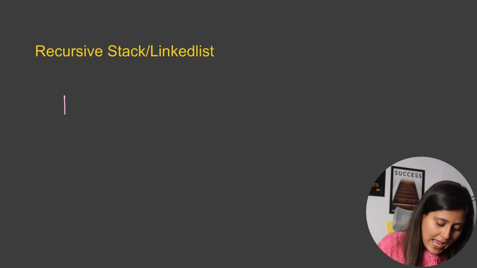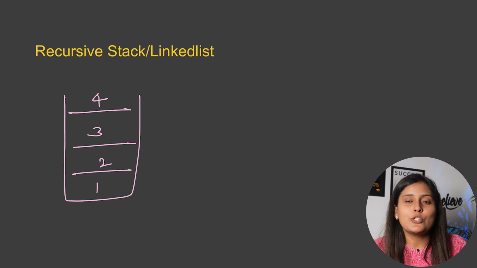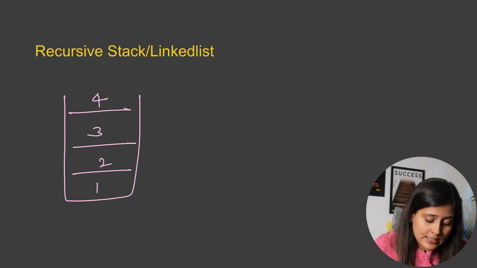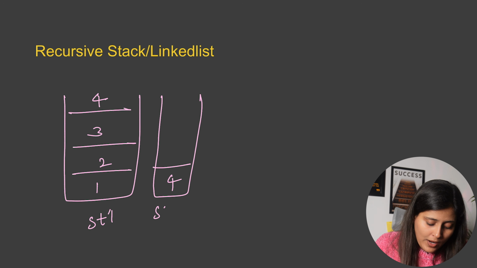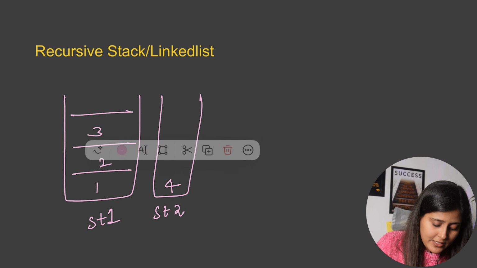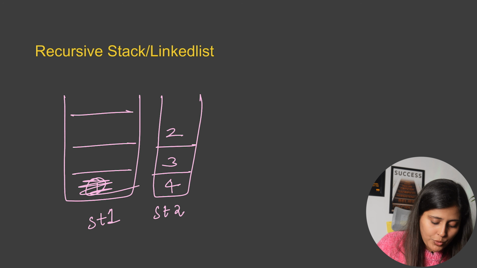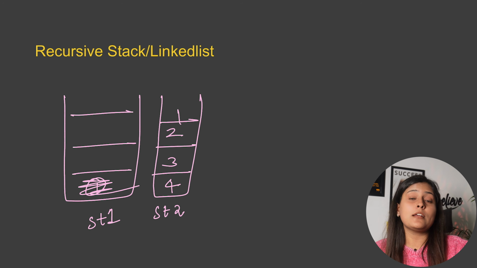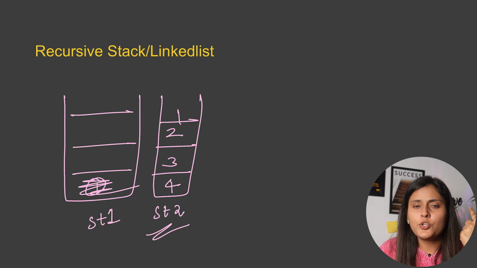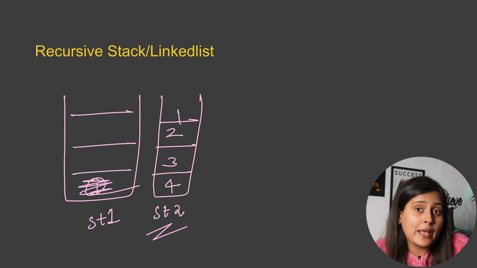Because suppose you have a stack with numbers like 1, 2, 3 and 4 and you have to reverse it. To reverse this, you need another stack where you will be popping from stack 1 and pushing into stack 2. So first you will pop 4 and push it into stack 2. After this you will pop 3 and push into stack 2. Again you will pop 2 and push into stack 2. Again you will pop 1 and push into stack 2. This is how you will reverse. But for this reversal, you have used extra space complexity to create the extra stack called stack 2. And through recursion, it saves your extra space complexity.